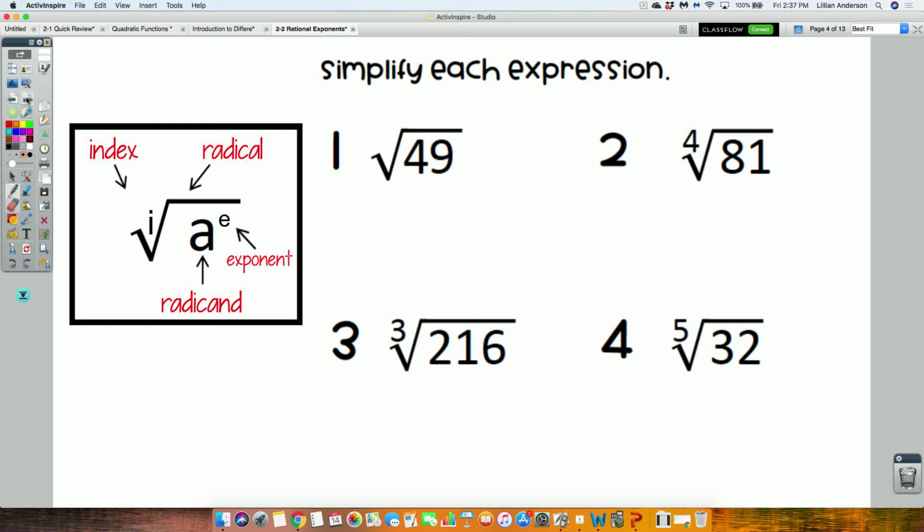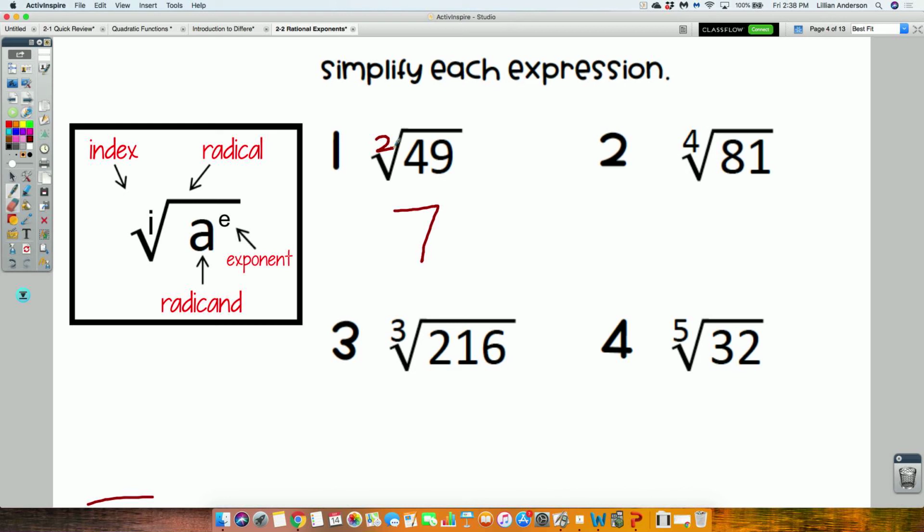So, looking at these examples here. Number 1 should be super easy, right? 7. Square root of 49 is indeed 7. Again, this is a square root. If they don't put an imaginary 2 there, that root is automatically indicated as a square root.